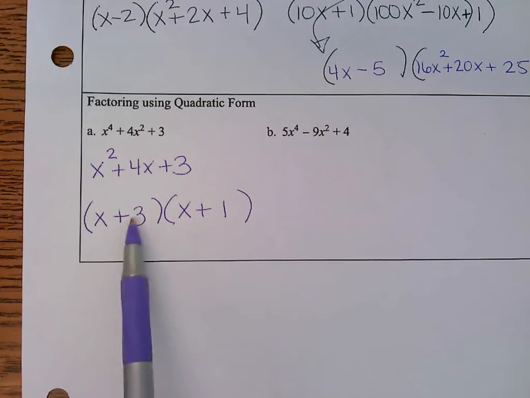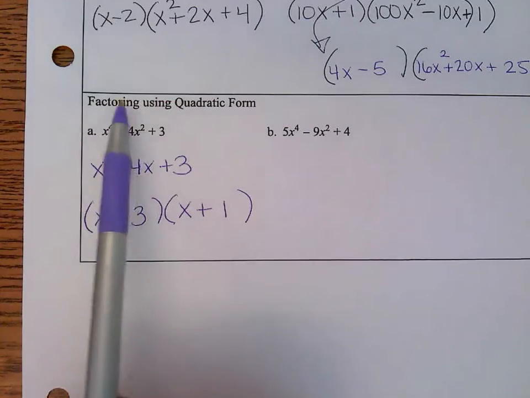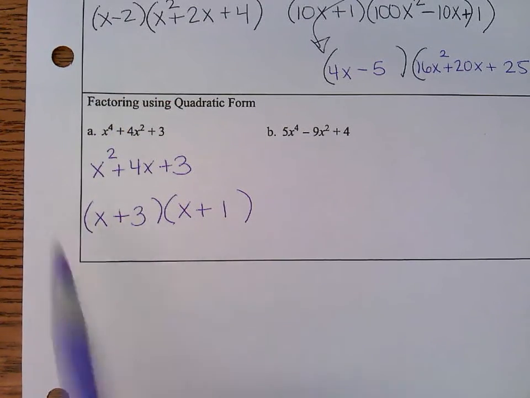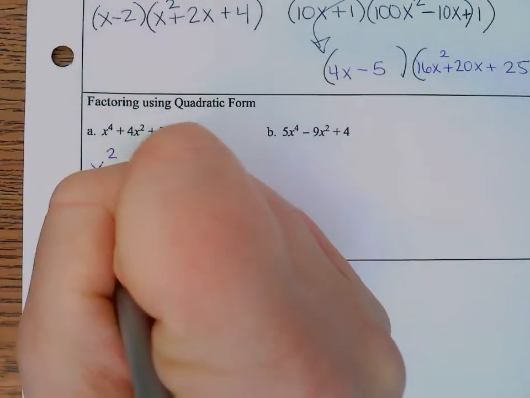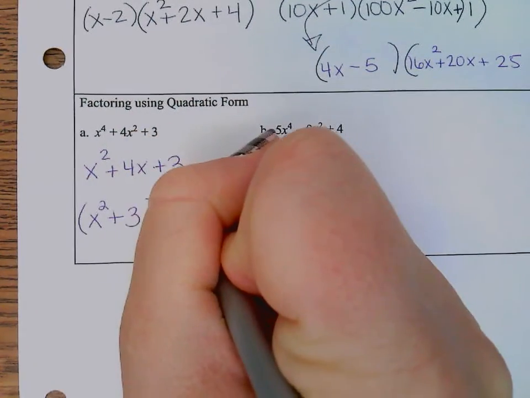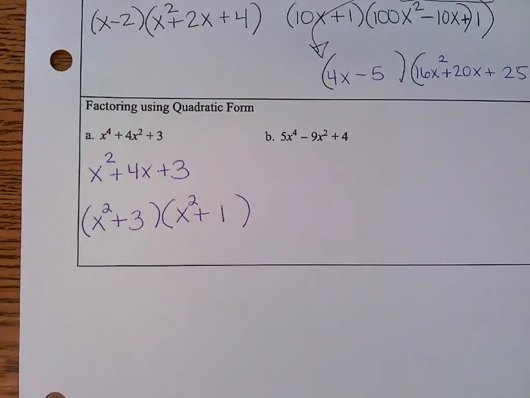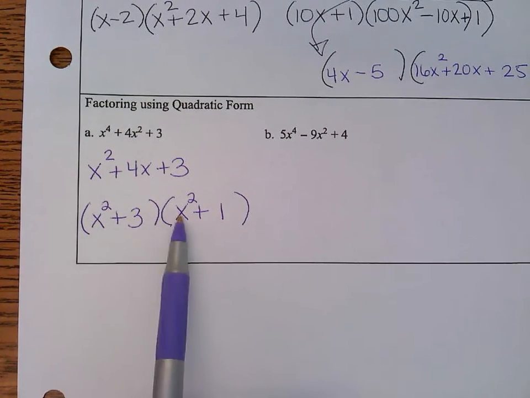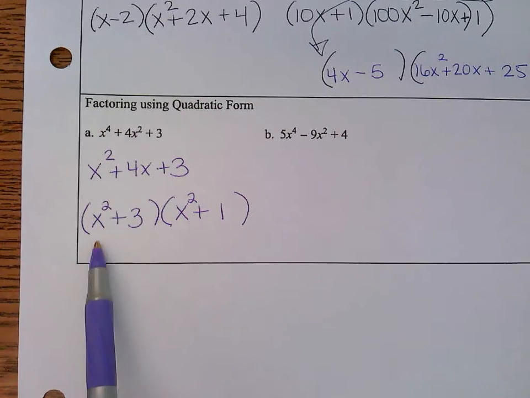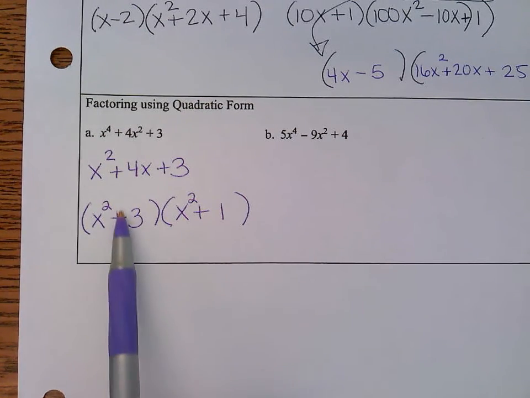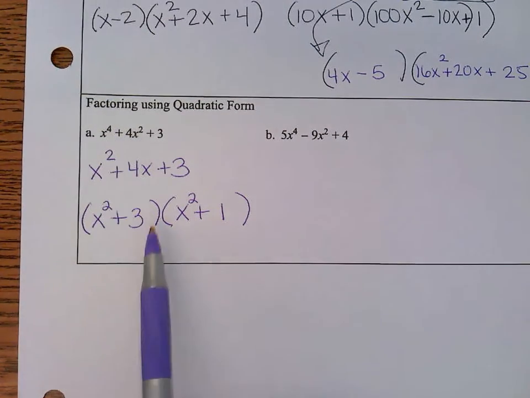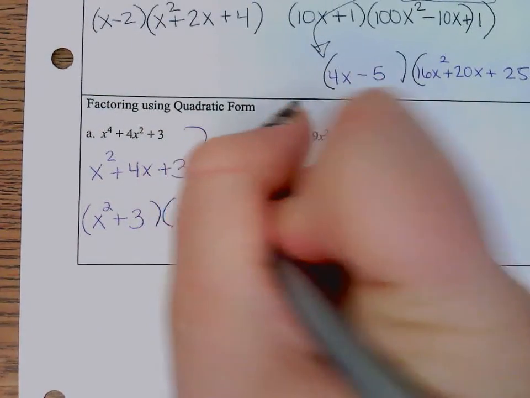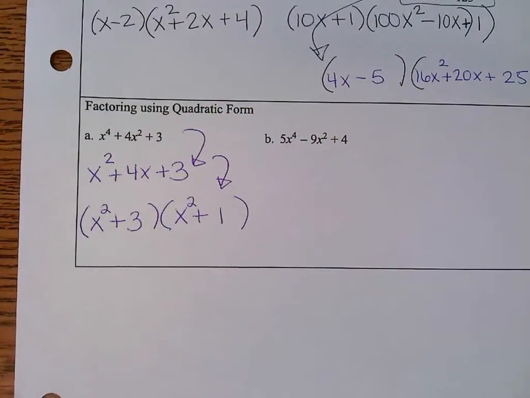The only jump to make this the factors of this quartic function, this fourth degree, is to square both of those x's. So if you put this as x squared plus 3 and x squared plus 1, when you FOIL it out, x squared times x squared gives you x to the fourth. Your outer gives you your 4x squared, and 3 times 1 is 3. So I use this as an in-between step to get my final factor.